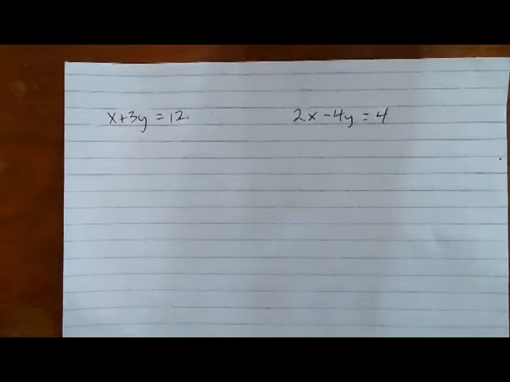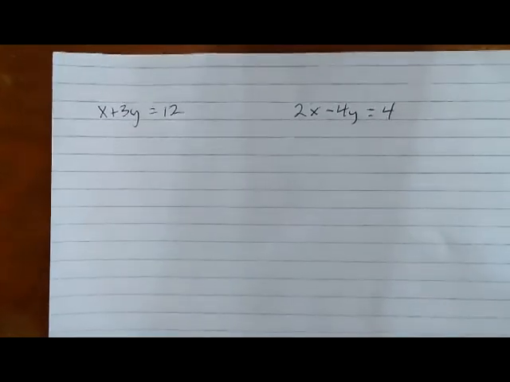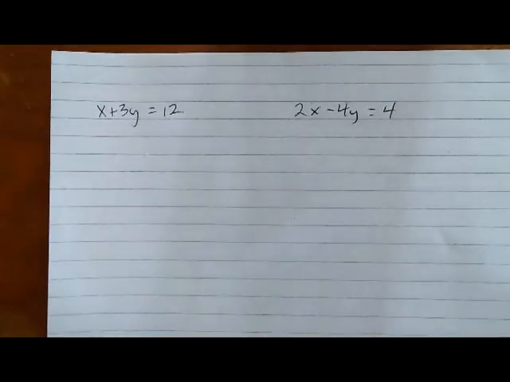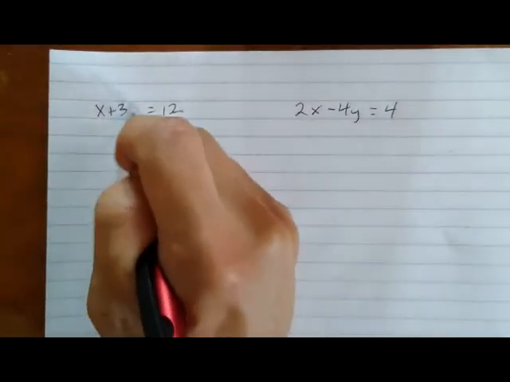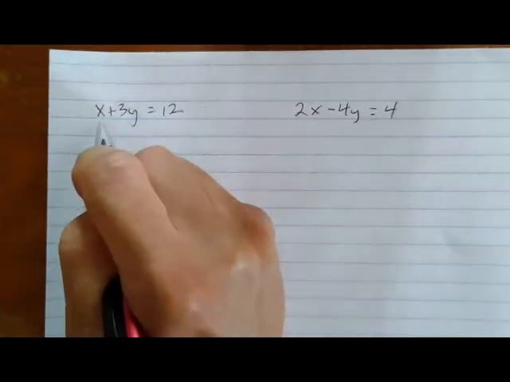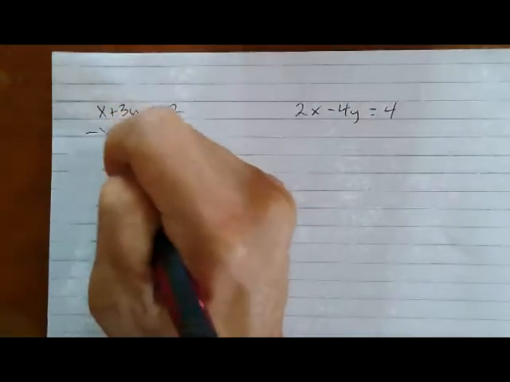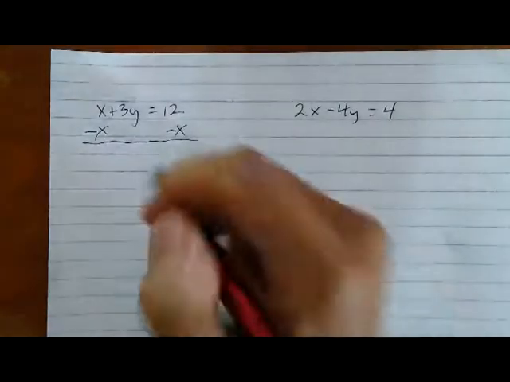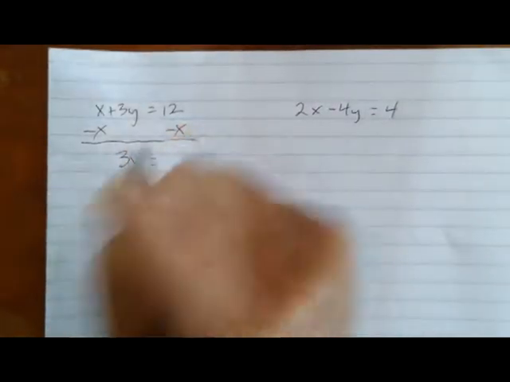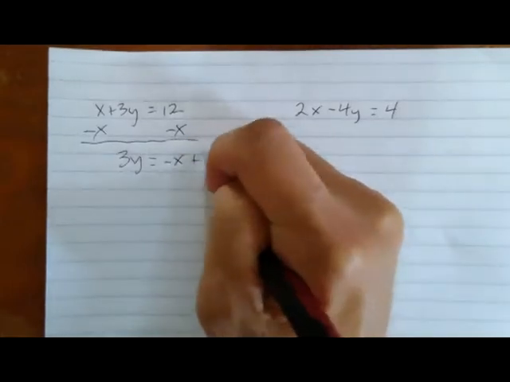Okay, now just like the previous one, we're going to solve this by graphing. We need to get y by itself so we can figure out the slope and y-intercept for each of the equations. So starting with the first equation, to get this 3y by itself, we need to get rid of the x. Subtract x on both sides. That gives us 3y equals negative x plus 12.